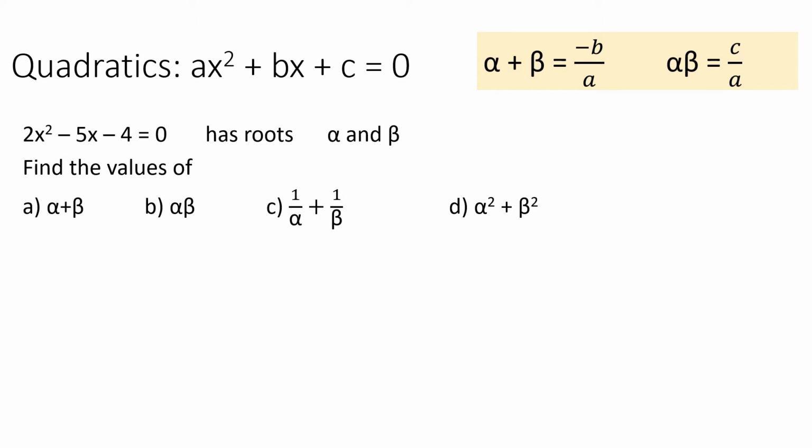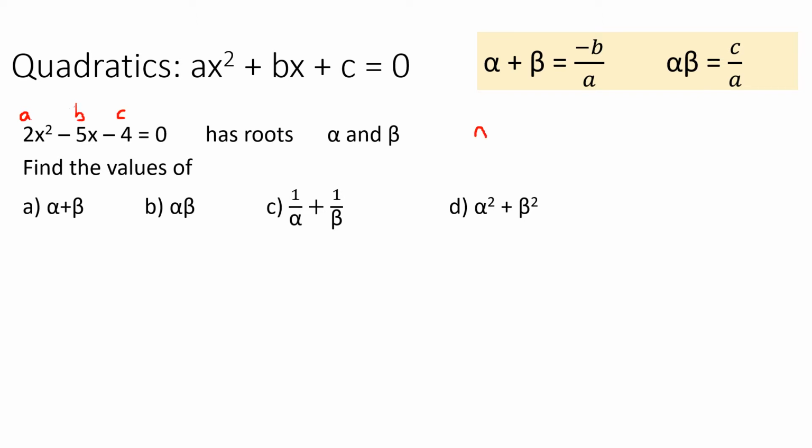And one way they can ask these questions is they can give you the polynomial, in this case 2x squared minus 5x minus 4 is 0, tell us it's got some roots, and then we want to find the value of some related sums. So what I would recommend you do at the start of any of these questions is write down your values. So we've got here obviously a is 2 and b is minus 5 and c is minus 4.